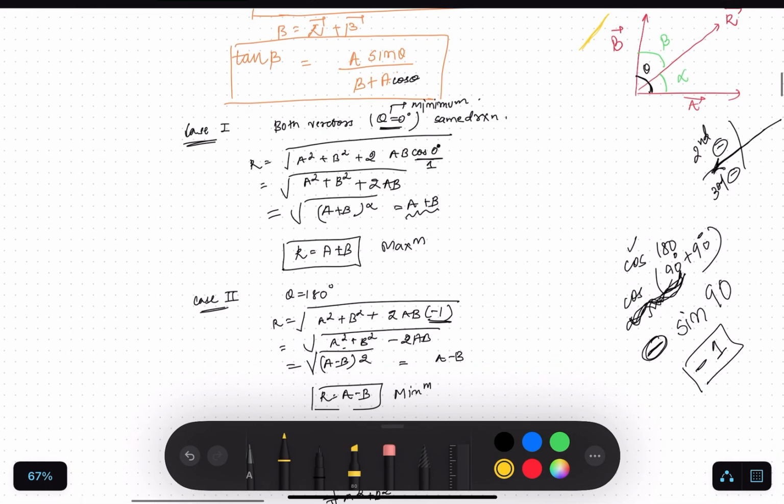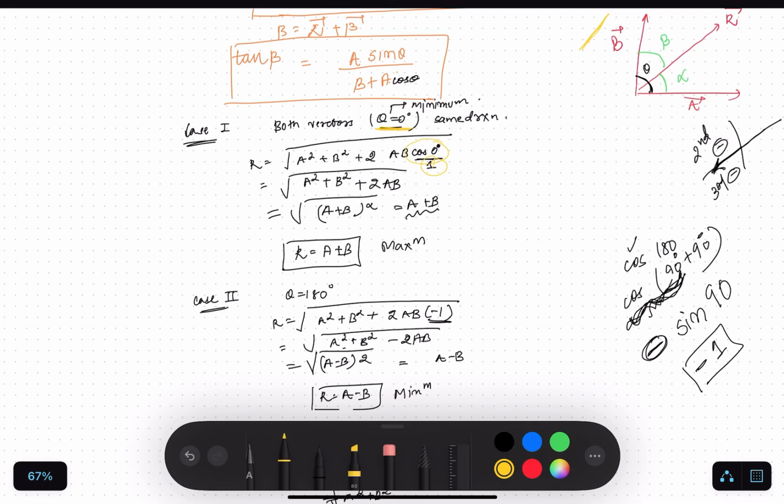Now I am giving you three more cases. This is like the most commonly asked questions. If this is the angle, you will simply go for shortcuts. So my case one would be if both the vectors have an angle of 0 between them. I'm going to put the values in the question, so my cos theta is equal to 1.